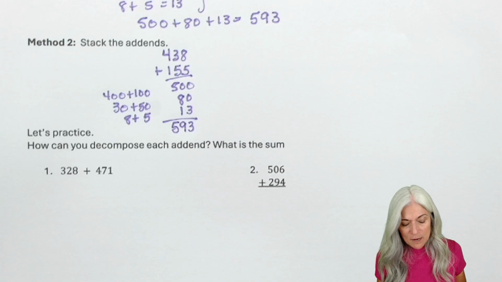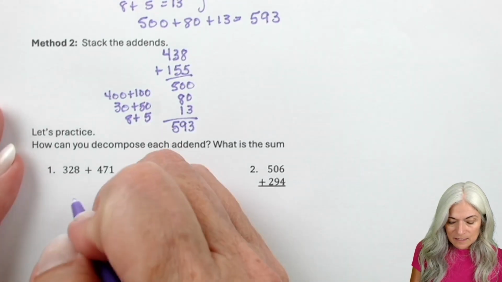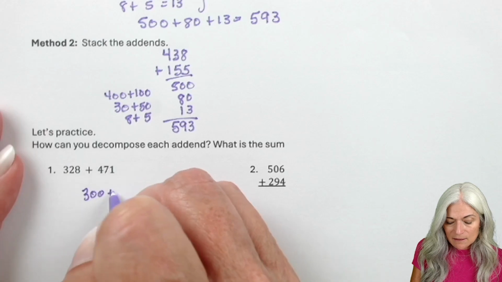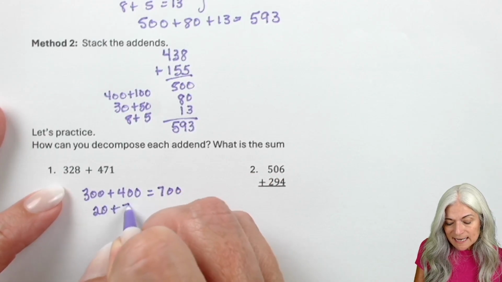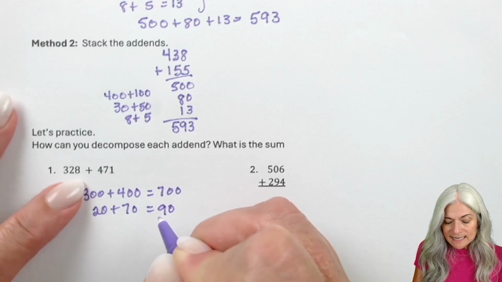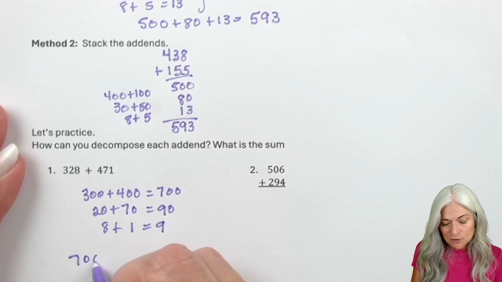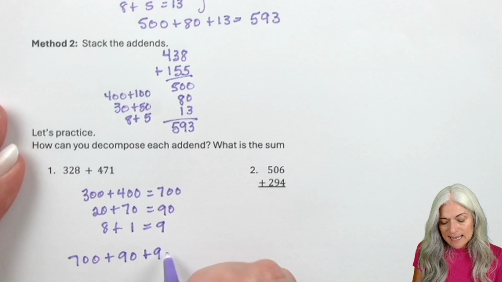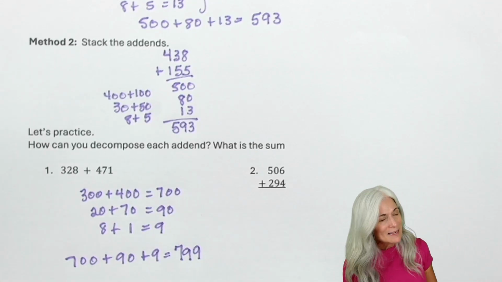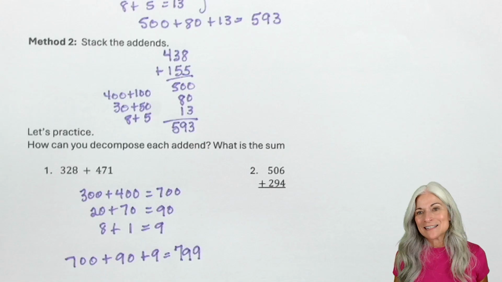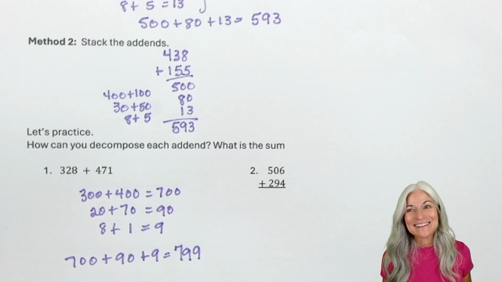Here are some types of problems that your students will have. They'll have some where they're asked to do this by the row. So they would be adding 300 plus 400 to get 700. 20 plus 70 would give them 90, and then 8 plus 1 would give 9. So we would have 700 plus 90 plus 9, and we get 799. I agree, I know what you're thinking. It's way easier just to add them up. We're going to get there, I promise, and they're going to understand it when we get there, hopefully.